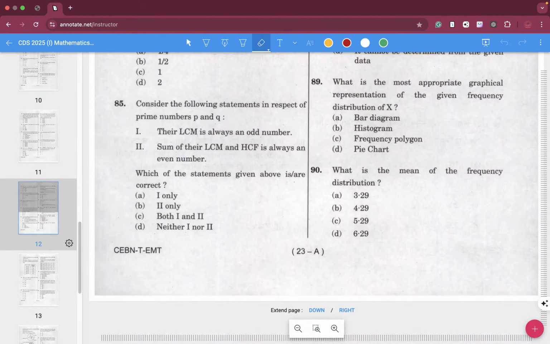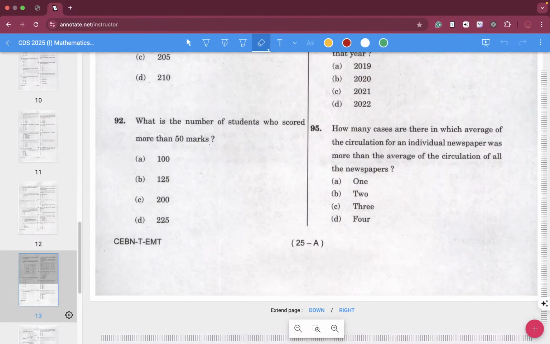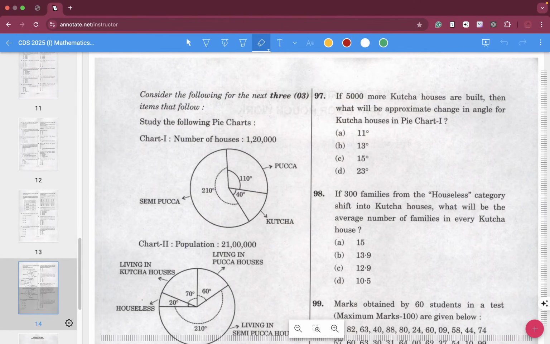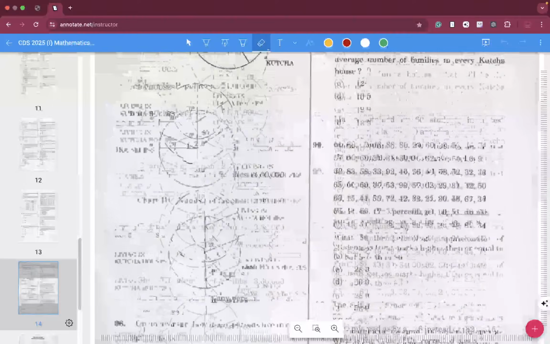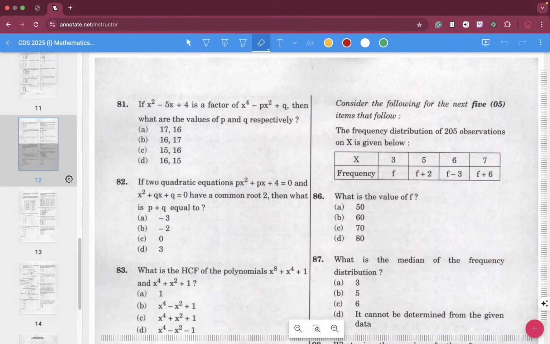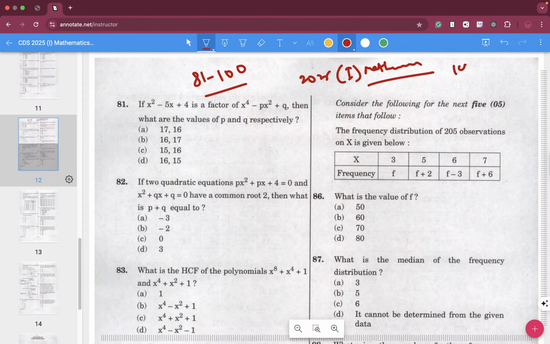We have statistics and stuff. So these also are extremely important. You get damn sure 10-12 questions from that. So in the next class we will be studying from question number 81 to 100, and we'll finish off the 2025 one mathematics paper, folks. All 100 out of 100 questions.